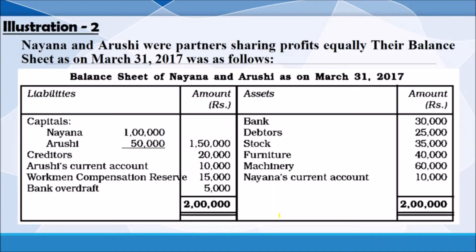The first problem includes the whole details regarding the balance sheet. And remember what are the items we have to transfer from asset side: debtors, stock, furniture, machinery. And Naina's current account will never be taken because it will transfer to capital account. In the liability side, creditors will be transferred. Remember, only creditors will be transferred, and current account will be transferred to partners' current capital account, and workman compensation reserve will be shared between partners.